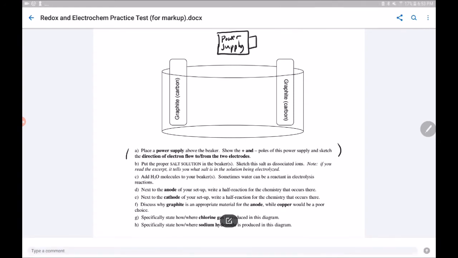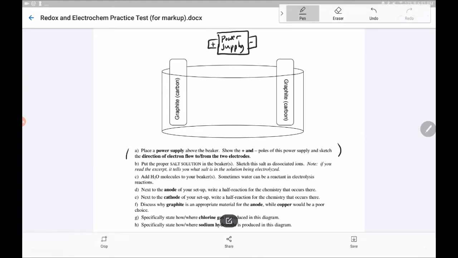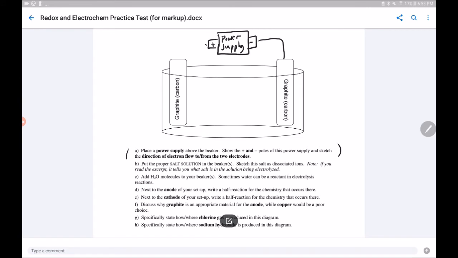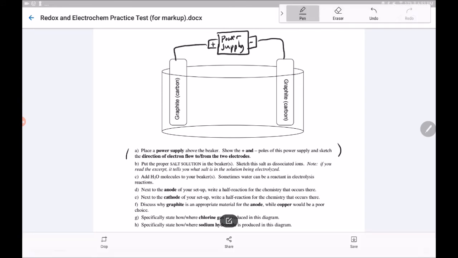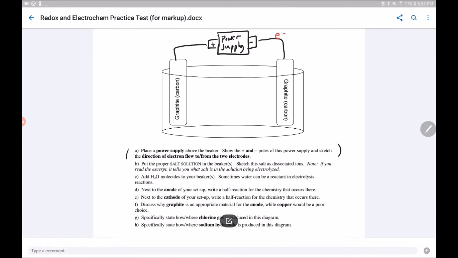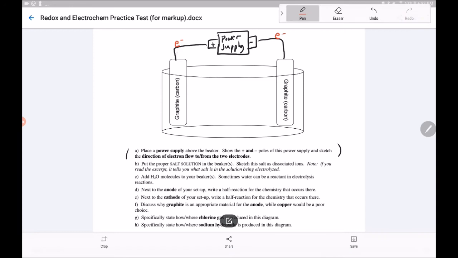I'm arbitrarily choosing plus on the left and minus on the right. You could do it the other way, it's fine. Once you do that, however, it determines the flow of electrons. Here is the way you think about it. You decide if there were an electron here in the wire, which way would it go?